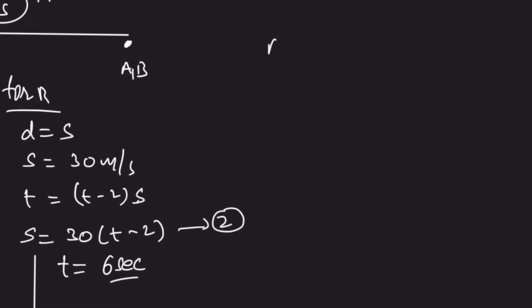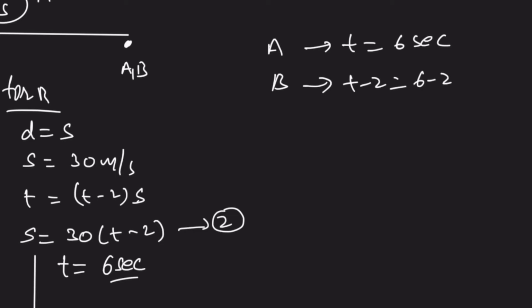So for A, it takes t seconds. That means 6 seconds. For B, the journey is t minus 2. So that is 6 minus 2, 4 seconds. So after 6 seconds, both A and B meet together.